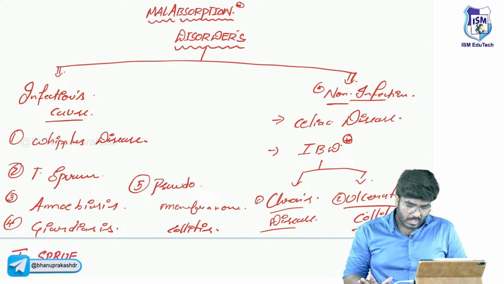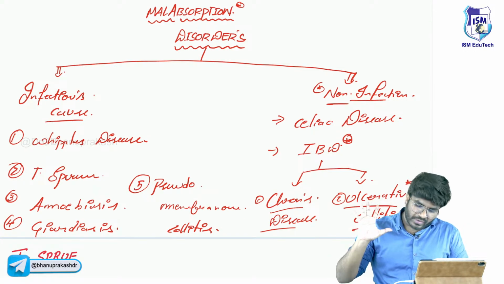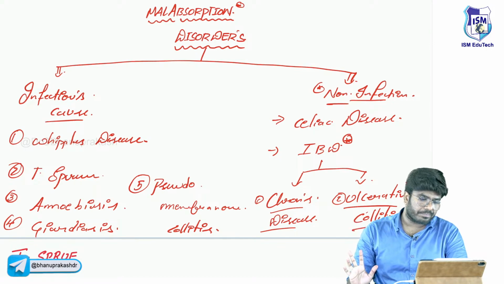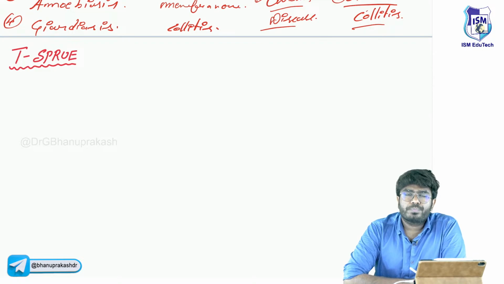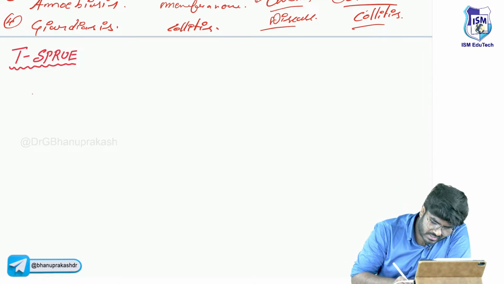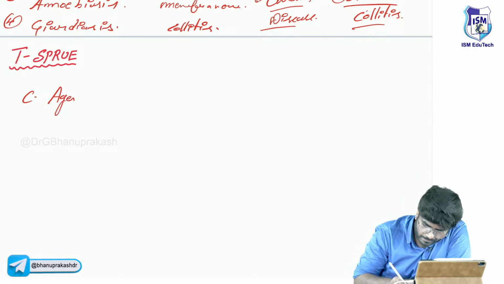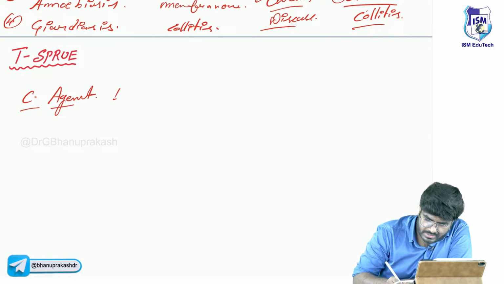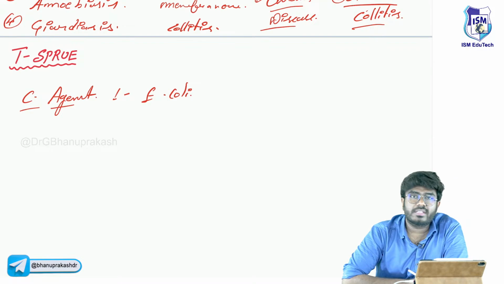We'll discuss about them. So now what we have to discuss? We have to discuss these 5 infectious causes of malabsorption. Now the first one, let's discuss tropical sprue. In tropical countries, in the tropical areas, the causative agent infecting the intestines in tropical sprue is E. coli, Escherichia coli.